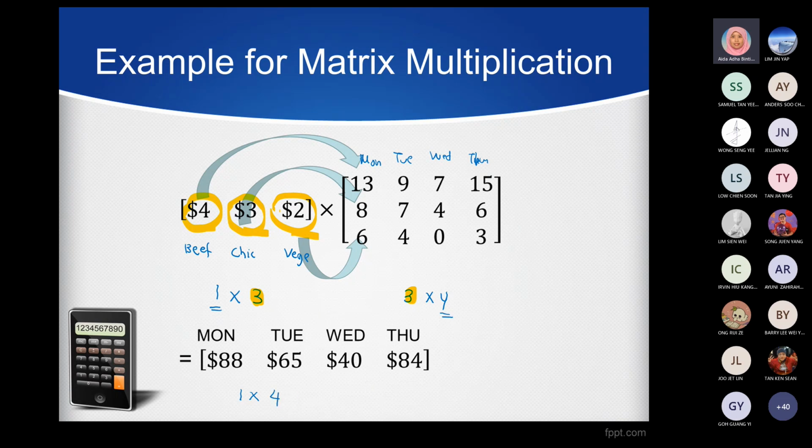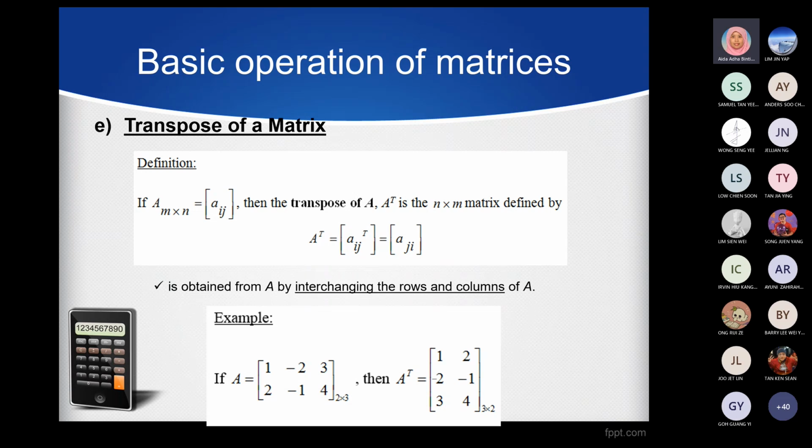After we do multiplication, you can see we will have the cost. The shop can get 88 ringgit for Monday, Tuesday 65, 40 ringgit for Wednesday, Thursday is 84 ringgit. So this is how we convert it into a problem. Can? Right, any question on the basic operation? This should be the problem, right?